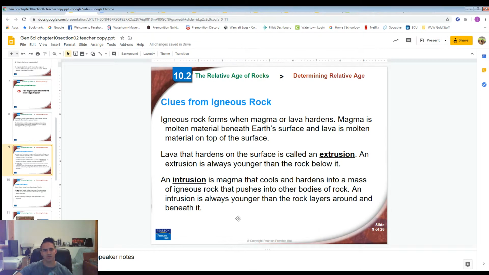Okay. An intrusion is magma that cools and hardens into a mass that's pushed into other bodies of rock. It's usually going to be underground. So an intrusion is where igneous rock will push its way up through other rock layers, but it won't break the surface. So it's underground, okay? And that intrusion is always going to be younger than all of the rock layers that it cuts through, okay? So this is also called the law of cross-cutting or the principle of cross-cutting. And it's not labeled here in the notes, but any rock layers that it cuts across, it will be younger than all of those layers.